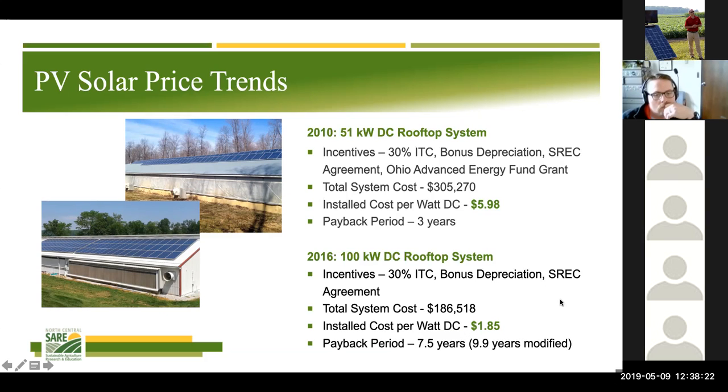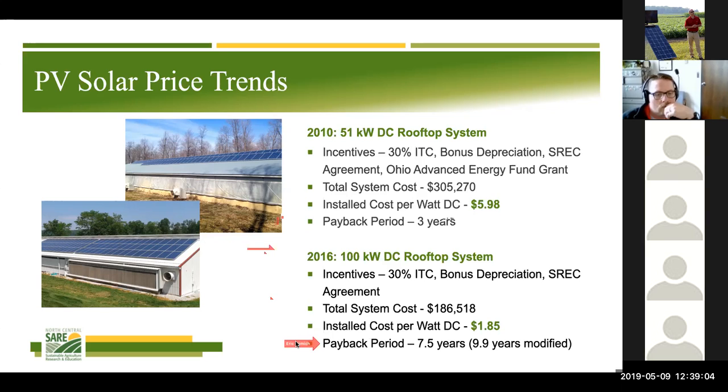It's amazing when you think about how accurate the NREL modeling is as it relates to commercial pricing. We were off by only 3 cents compared to what we saw here in 2016. One of the other interesting things on this slide is that while costs have dropped significantly, the actual payback period has increased from 3 years to 7.5 to 9 years.